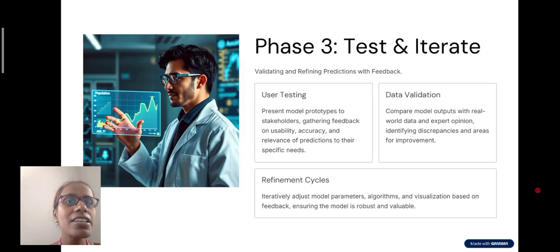The next thing is phase 3. In this case, we are going to test and iterate. For that we need to validate and refine the predictions with the feedback. So based on the feedback only, we are going to do these procedures.